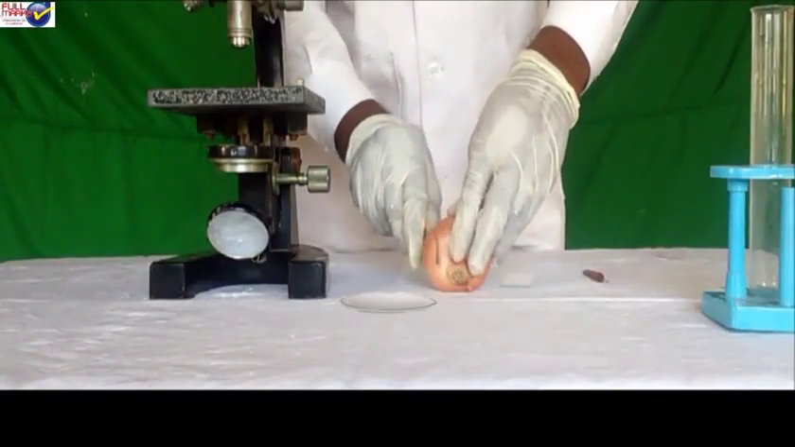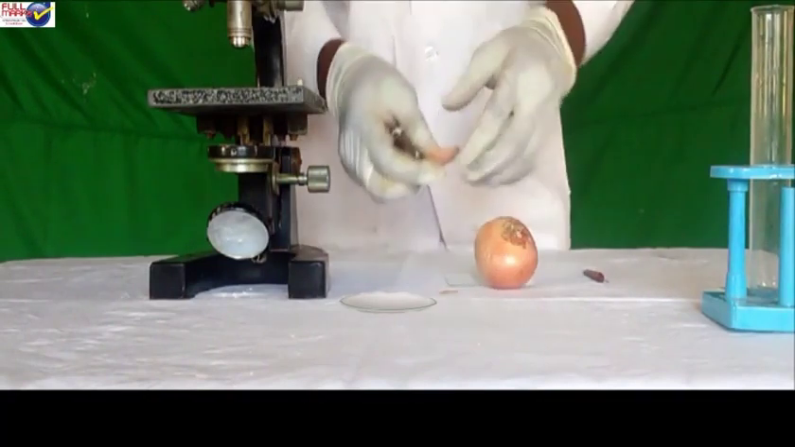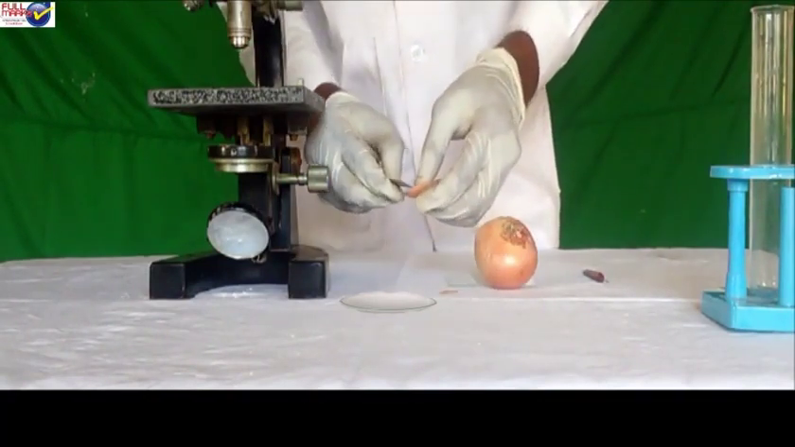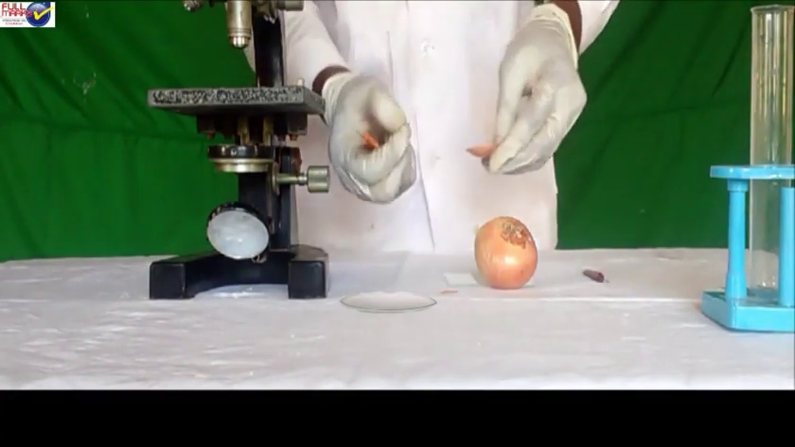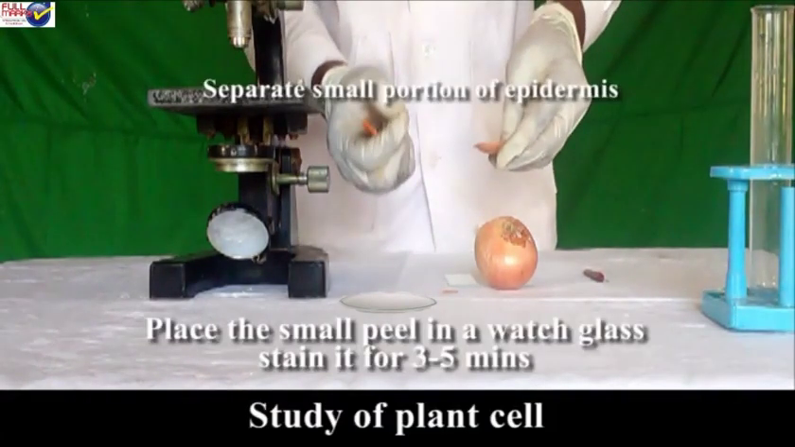Procedure. Take a medium-sized onion, cut its outer surface with the knife. Remove the peel of the onion. With the help of a needle, separate a small portion of epidermis. Keep dilute saffron solution in a watch glass. Put the small peel in this watch glass with a brush and allow it to stain for 3 to 5 minutes.